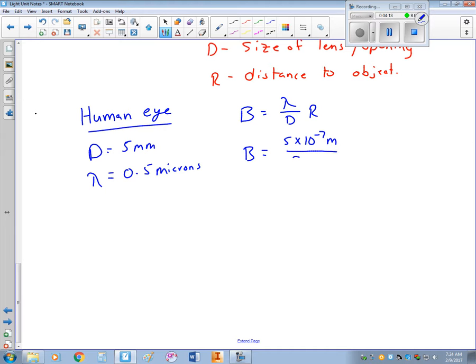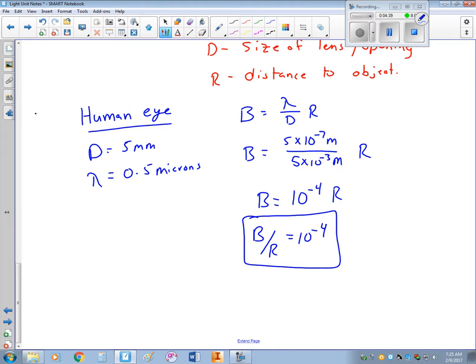So I find that the resolution is 10 to the negative fourth times R, or I can say that B over R equals 10 to the negative fourth. So this kind of gives us like our resolution to range ratio. So using that ratio, we can make some calculations about the farthest distance that we can see.